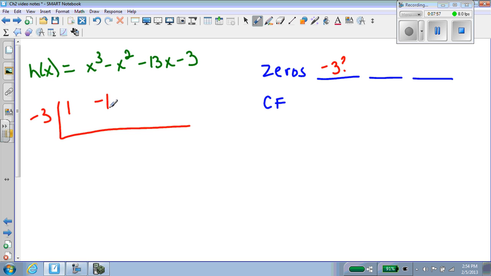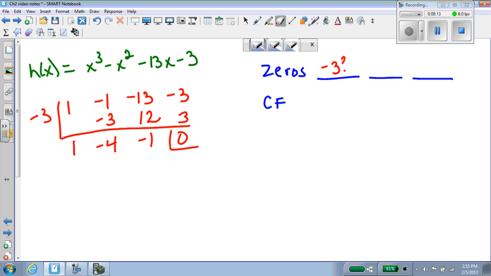1, negative 1, negative 13, negative 3, 1, negative 3, negative 4, positive 12, negative 1, 3. Hey, it works. So now I can erase my question. It is not a question anymore. It is definitely a 0. I went from third degree. This is now x squared minus 4x minus 1. And that won't factor.